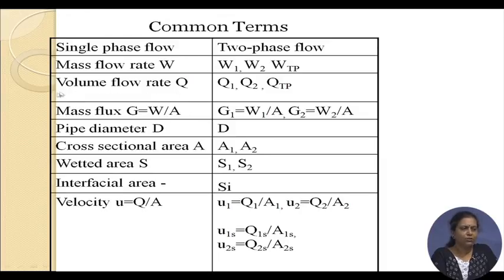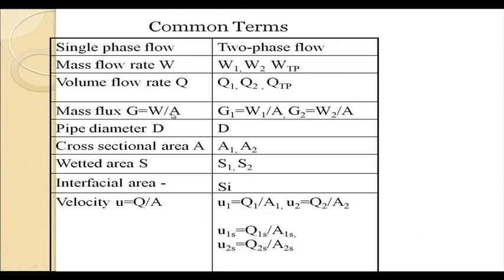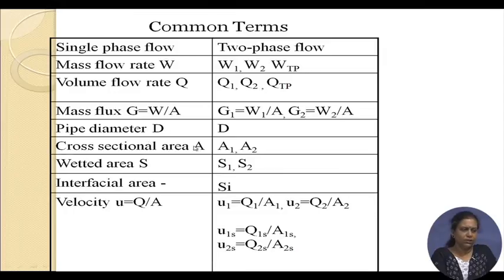There is one particular term which we do not come across much when we are discussing single phase flows, but we will be coming across quite frequently in two-phase flows, that is the mass flux. Just like heat flux, mass flux is the mass flow rate per unit area. Pipe diameter D, cross sectional area A, wetted perimeter S, these are all fine.